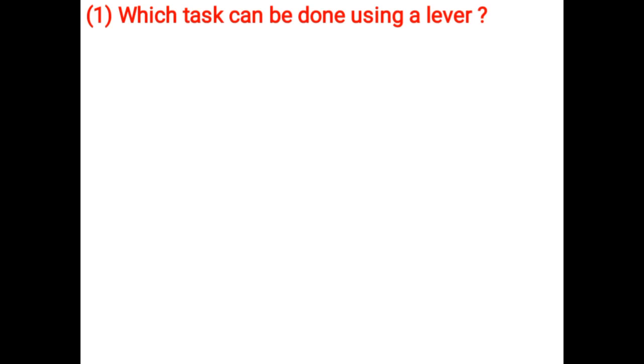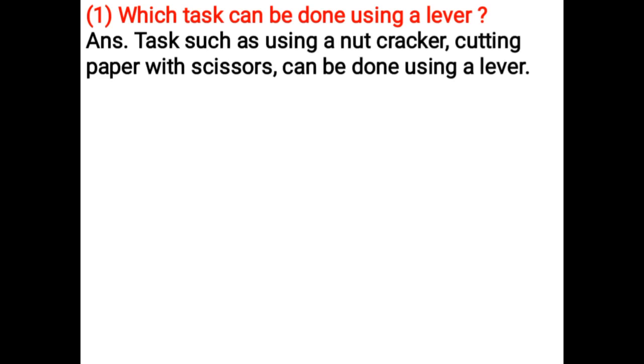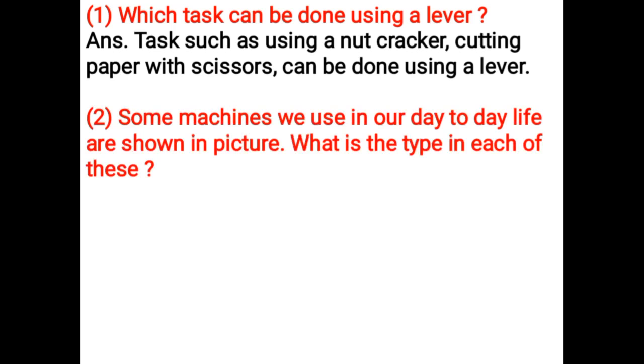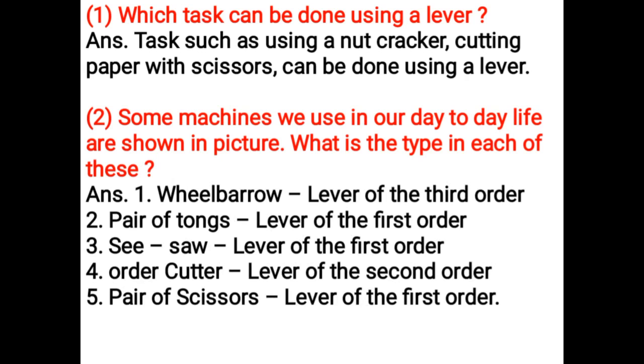Use your brain power. Which task can be done using a lever? Tasks such as using a nutcracker, cutting paper with scissors can be done using a lever. Some machines we use in our day-to-day life are shown in the picture. What is the type of each of these? Wheelbarrow, lever of the third order. Pair of tongs, lever of the first order. Seesaw, lever of the first order. Cutter, lever of the second order.